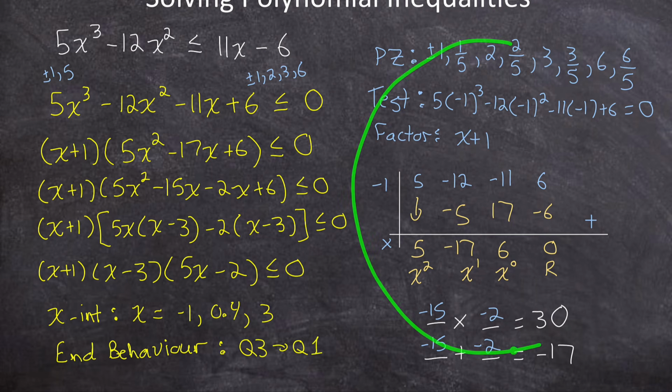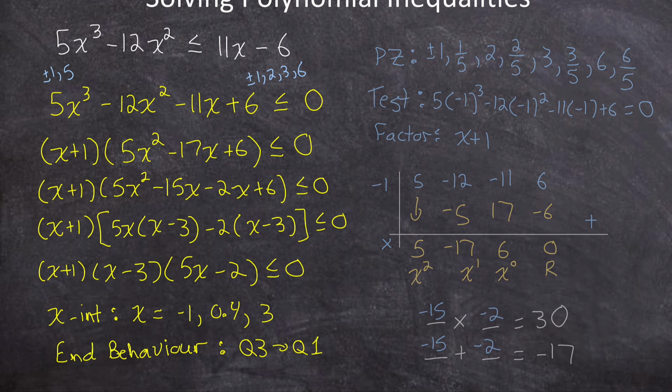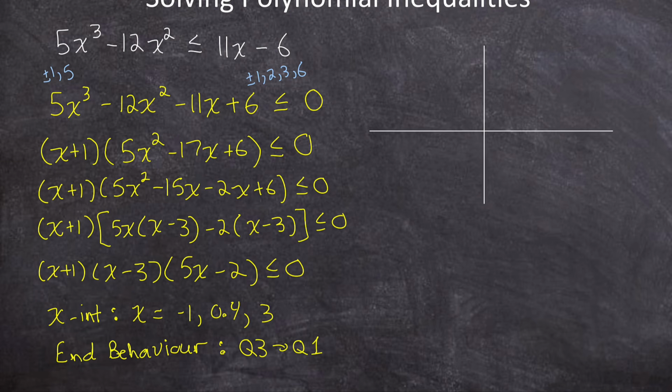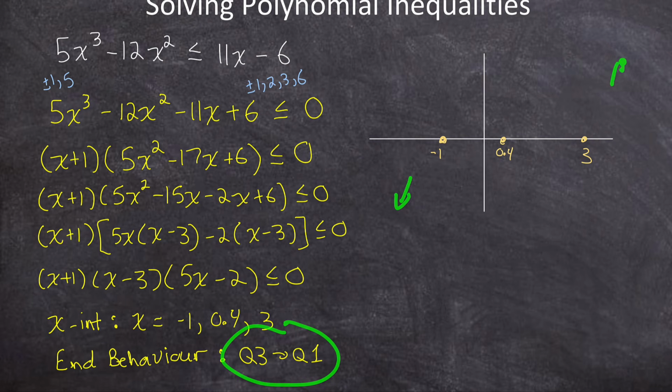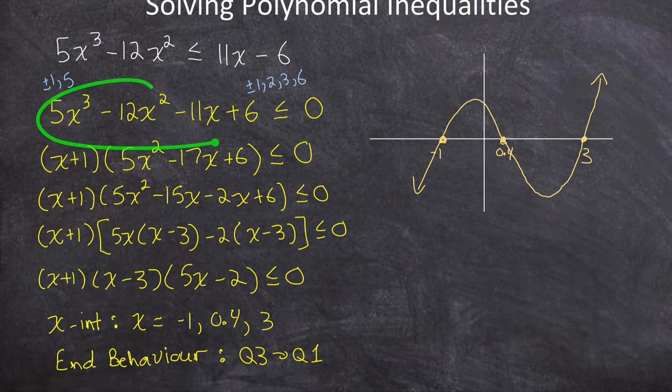I'm going to erase what I've got over here so that I have some room to sketch my graph and answer my inequality. I'll make a Cartesian grid. I will plot my x-intercepts roughly, and then using this end behavior, I know it has to start down here in quadrant 3 and finish up here in quadrant 1, which means it's going to look something like this. And we want to know, when is this polynomial less than or equal to 0? So basically, when is it below the x-axis? It's below the x-axis in this interval and in this interval. So let's describe those two intervals as our answer to the polynomial inequality.